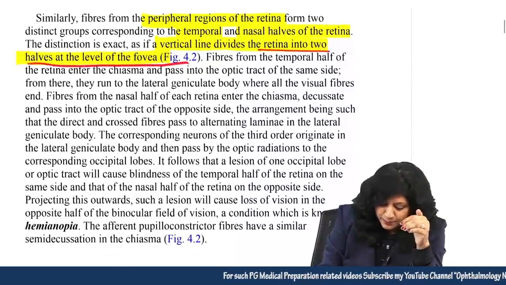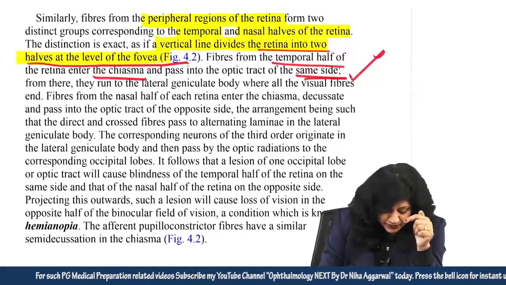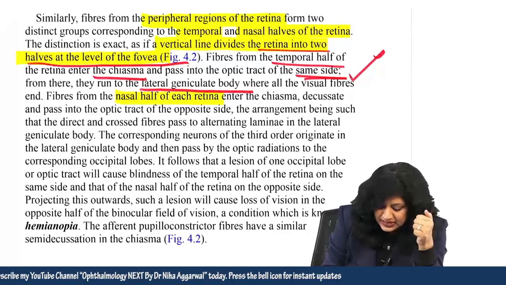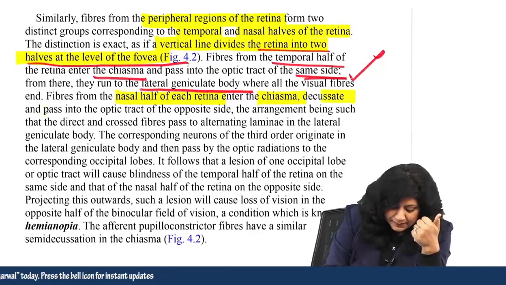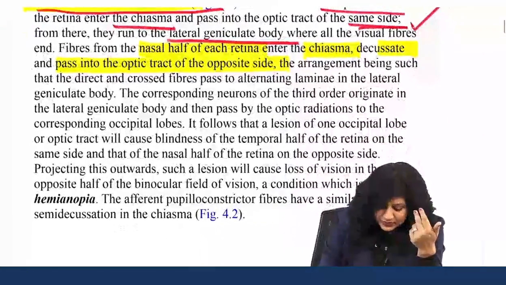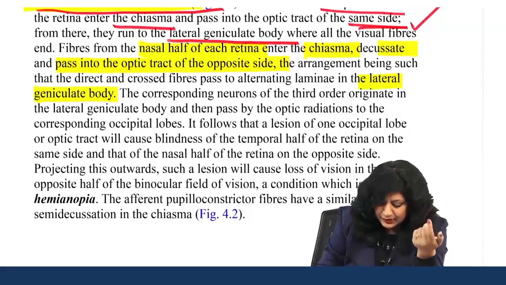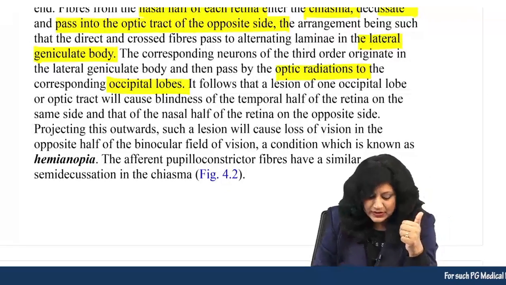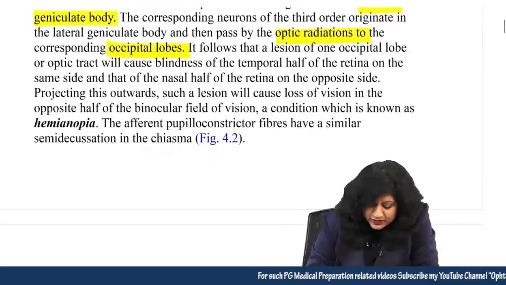Fibers from the temporal half of the retina enter the chiasma and pass through on the same side, this we already know, and then they go to the lateral geniculate body. But the fibers from the nasal half of the retina go through the chiasma, decussate, and pass into the optic tract of the opposite side. The arrangement being such that the direct and crossed fibers of the alternating laminae ultimately go into the lateral geniculate body, and from there to the optic radiations, and finally to the occipital lobe, that is the visual cortex. So this you already know.